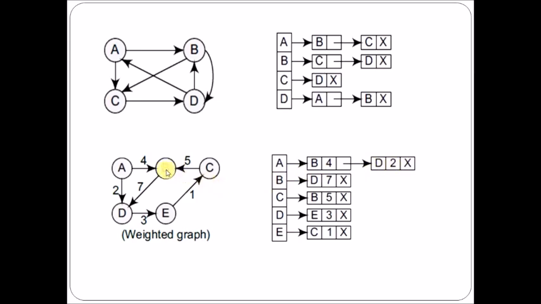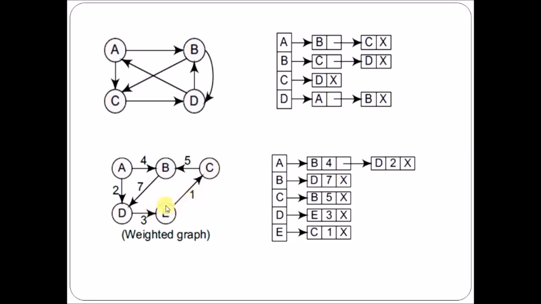Similarly for node B, we can traverse from node B to node D only. There is only a single node to which we can traverse from node B. So from B to D the cost is 7. Similarly for the nodes C, D and E.